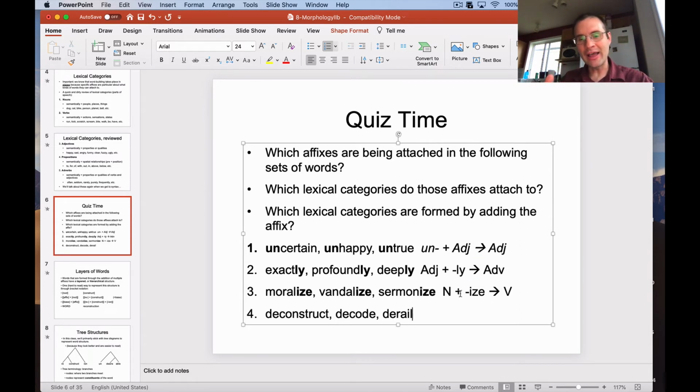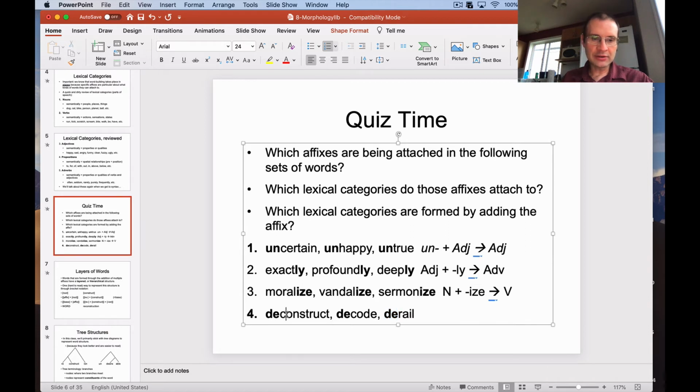So you add ize to a noun and it becomes a verb. Sermon is a noun, and when you sermonize, that's a type of like speaking. That's a verb itself as well. The last one, hopefully you can see we're adding this little bit de at the beginning, so it's a prefix.